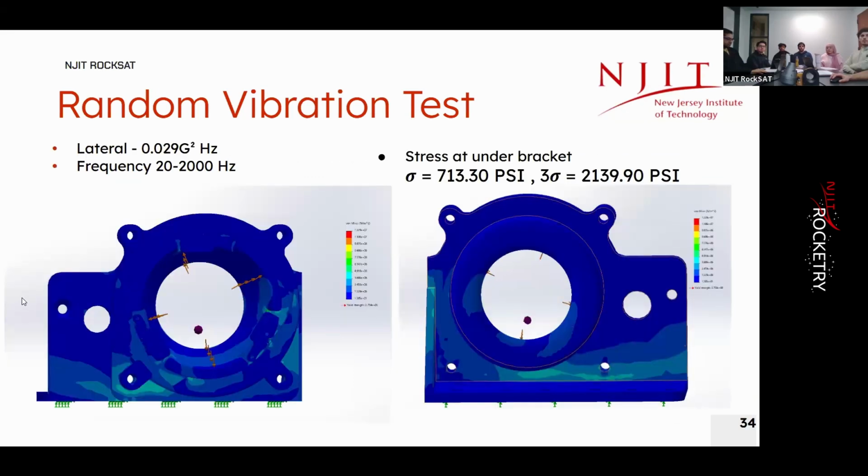The next one will be at the lateral, at 0.029 G squared per hertz. Frequency is still the same. Again, an area of concern, or an area we wanted to look into more, is the L bracket from the back of Overwatch. As you can see, that bluish region. Again, it was at 700 PSI, with 3 sigma at 2,139 PSI compared to that yield stress. It's still not an issue, but it's still a good idea to maybe put some supports in the back. I was telling Dario about this, that we should probably weld another bracket in the back.